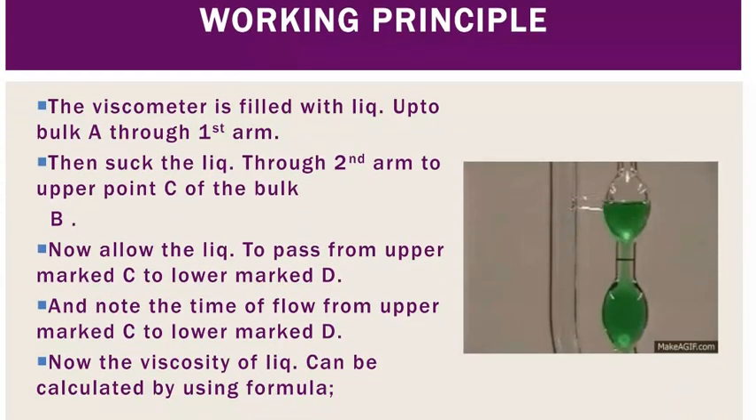Now working principle. The viscometer is filled with the liquid up to bulb A through the first arm, then suck the liquid through the second arm to upper point C of the bulb B. This is one arm, this is another arm. Now allow the liquid to pass from upper mark C to lower mark D, and note the time of the flow from upper mark C to lower mark D. Now the viscosity of the liquid can be calculated by using the formula. You can see this formula.